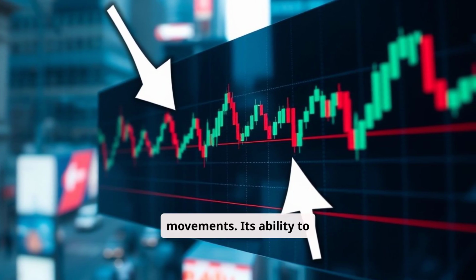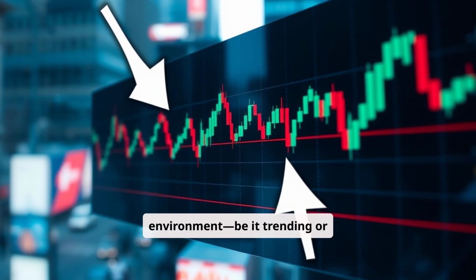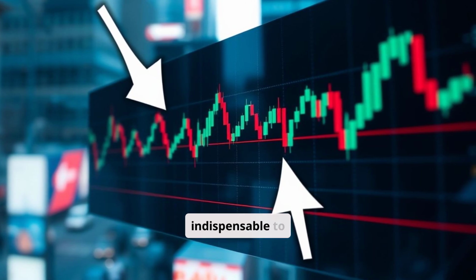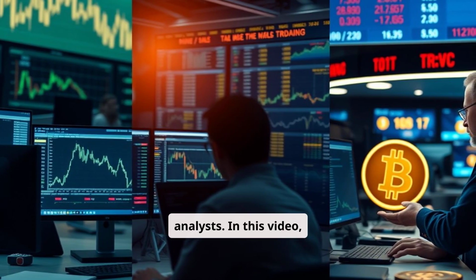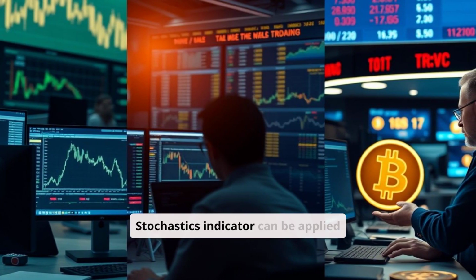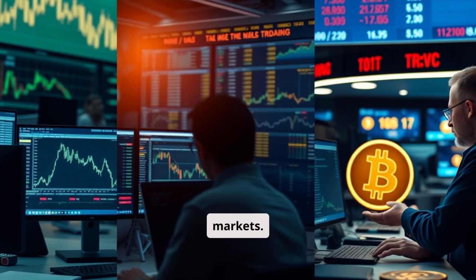Its ability to highlight potential reversals in any trading environment, be it trending or range-bound, makes it indispensable to technical analysts. In this video, we'll explore how the Stochastics Indicator can be applied to Forex, futures, and cryptocurrency markets.